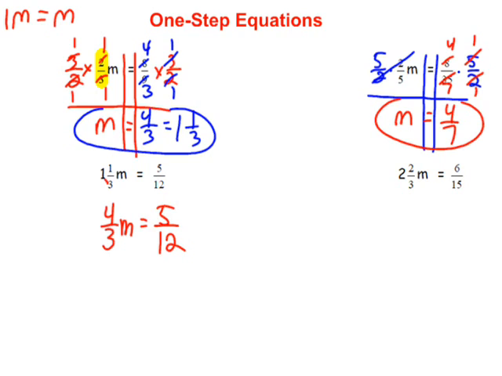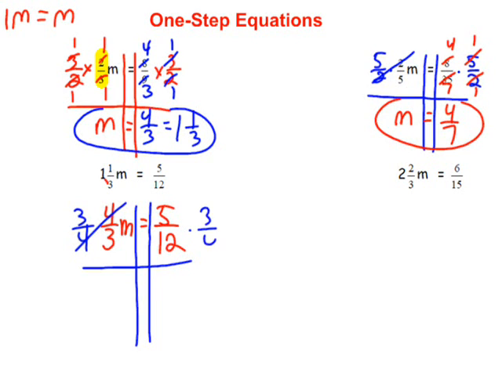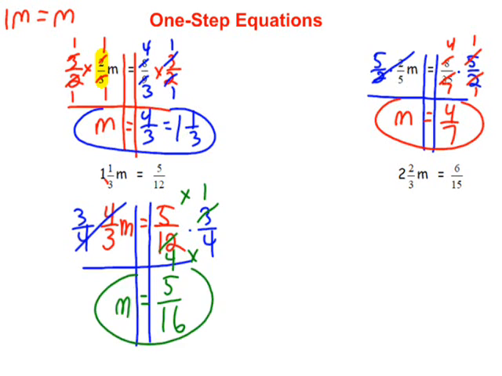So I want to multiply that by its reciprocal, which would be 3/4. That'll cancel that out. I want to multiply the other side by 3/4. Let's see if we can cancel anything. We could do the 3 and the 12. And that looks to be it. So we're going to do 5 times 1, 4 times 4, and that gives us a solution of m equals 5/16.